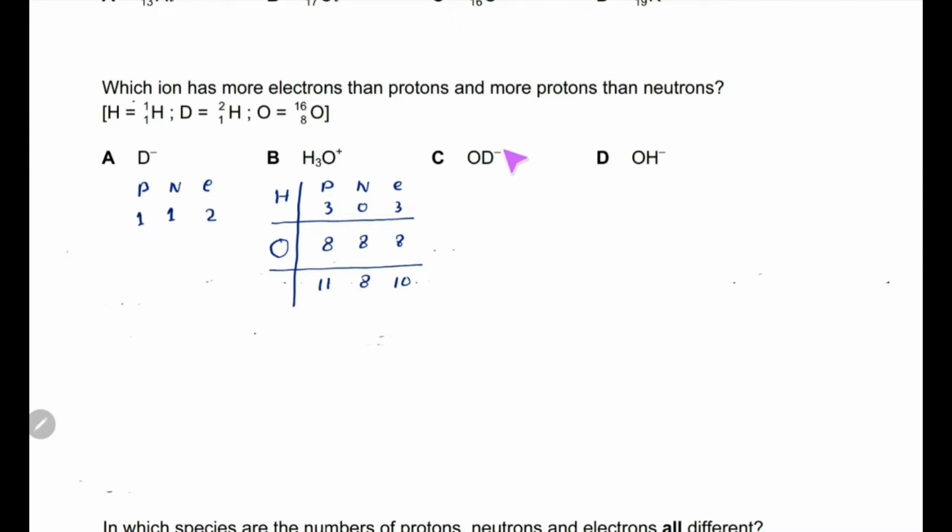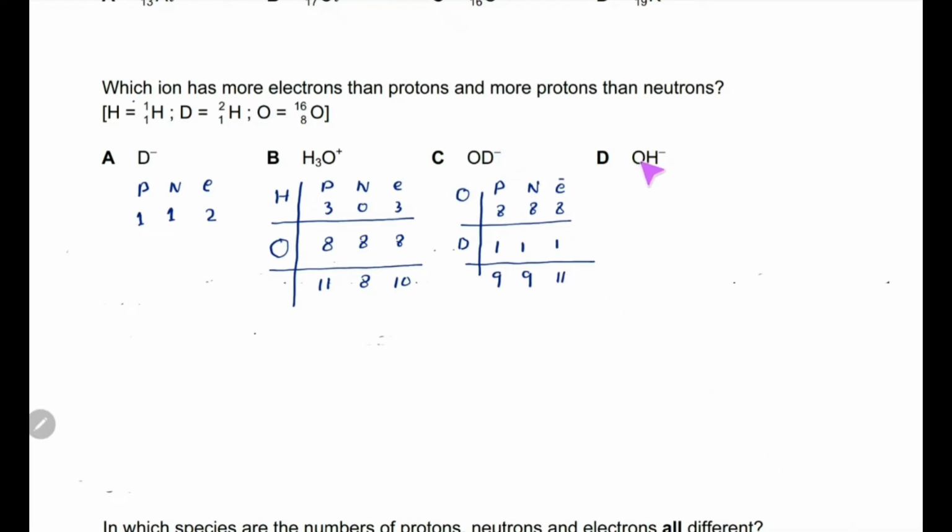Coming towards the OD negative ion, again there is oxygen, and this is proton, neutron, and electron. And again deuterium is there. Oxygen, atomic number 8, so it has 8 protons, and 16 minus 8 becomes 8 neutrons, and for the time being it has 8 electrons. Deuterium is the isotope of hydrogen, having atomic number 1, so 1 proton. It has mass number 2, so it has 1 neutron, and 1 electron. Adding these, we get a total of 9 protons, 9 neutrons, and 9 electrons, but 1 electron is gained because there is a negative charge, so a total of 10 electrons.